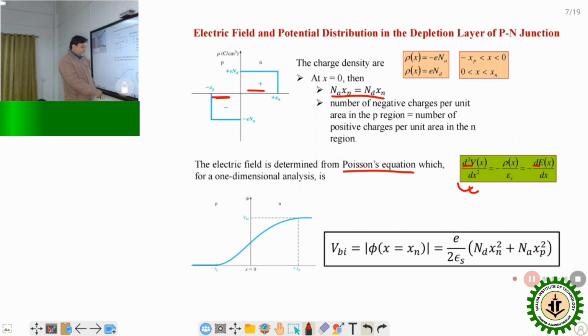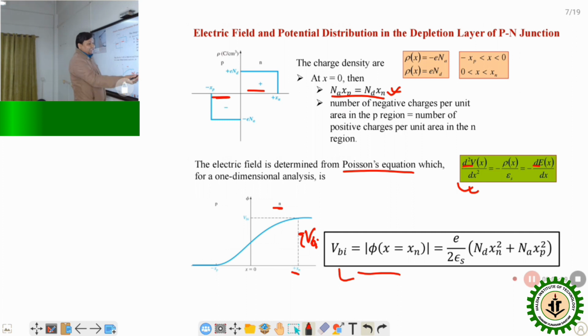In the previous slide we saw the potential distribution, where at the edge of the depletion layer on the N side at xn, the potential is q VBI, where VBI is called the built-in potential. This potential is expressed by this equation, where VBI is equal to q by twice epsilon s times Nd xn square plus Na xp square. From this equation and this concept, we can find the values of xn and xp.